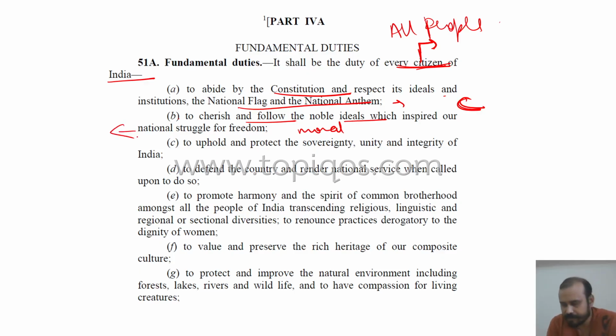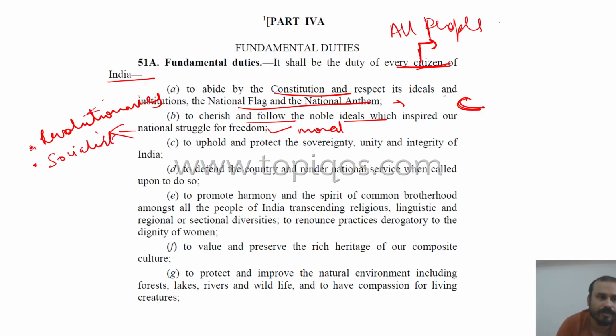Now the question comes: which inspired our national struggle for freedom? What ideas? There were multiple ideas. There were revolutionaries' ideas also, which resorted to violence. So should we cherish these because they come under this freedom duty? Then we have leftist ideas also, communist, socialist, capitalist ideas also.